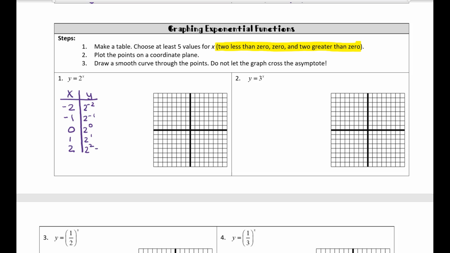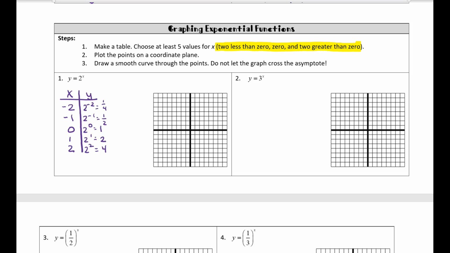So let's start here with 2 to the 2nd power. That is simply a 4. 2 to the 1st power is 2. And if you recall our properties, 2 to the 0 power is going to be 1. 2 to the -1st, remember that a negative exponent means a reciprocal, so this would be simply 1/2. And 2 to the -2nd would be 1/4.